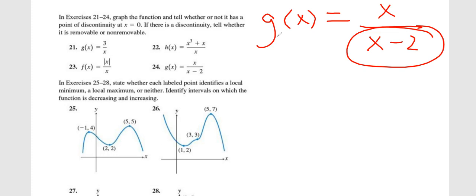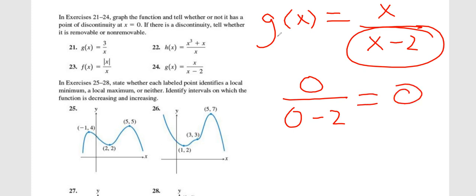Can I put 0 in that or not? So 0 over 0 minus 2. Do you guys know what that is? That is 0. So ding, ding, ding, it worked. Therefore, it's not a point of discontinuity. Do you know what point of discontinuity exists in that function, even though 0 is not it? 2, thank you very much. 2 is a big problem.